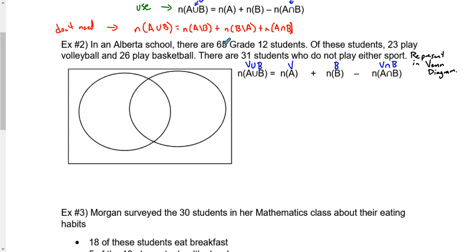That's not 65. It says 23 play volleyball. This is basketball. So the entire circle of volleyball is 23. The entire circle of basketball is 26. But we don't know exactly how many are in this intersection. That's where this number is going to help. It says 31 don't play either. That means there's 31 that are still in grade 12, but don't play volleyball and don't play basketball.